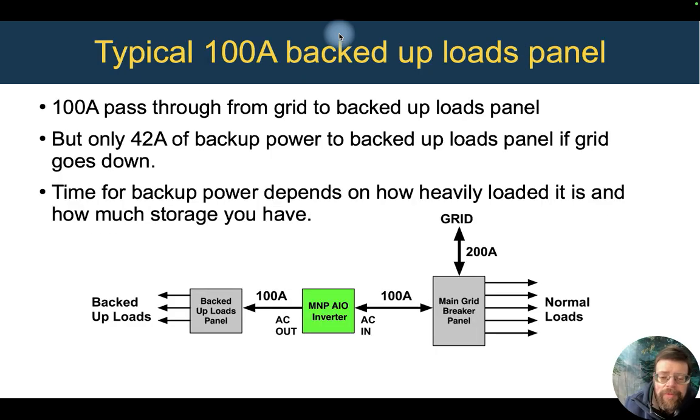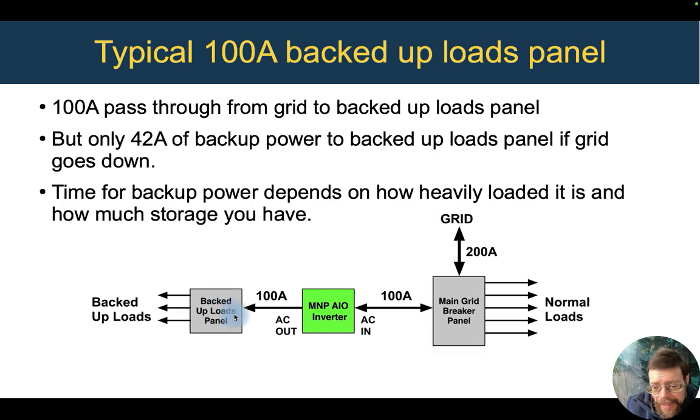Here's typically how we would wire in one of our all-in-one inverters to provide backup power. We've got a 200 amp panel served by the grid. Here are our normal loads, those are our non-backed up loads. And then we have a 100 amp feed going to the AC input of our all-in-one inverter. The AC output is a 100 amp feed going to the backed up loads panel. There's a 100 amp pass-through and 100 amp transfer relay in the all-in-one inverter. And when the grid is up, it can send 100 amps through to that backed up loads panel.